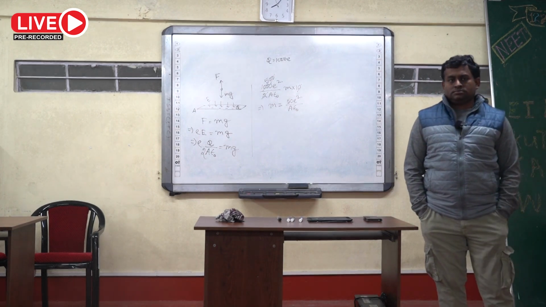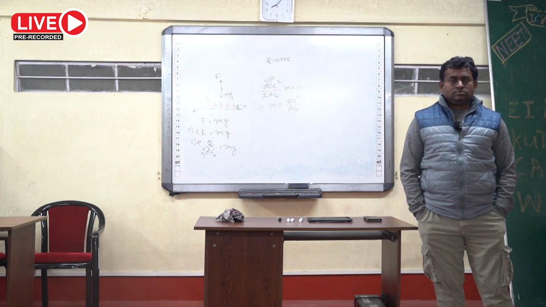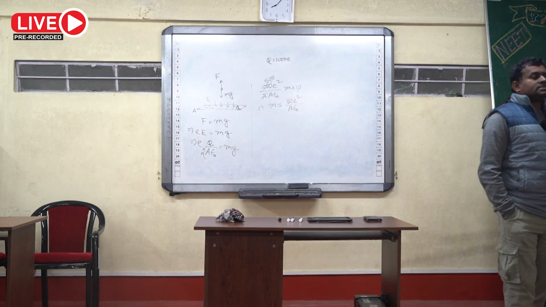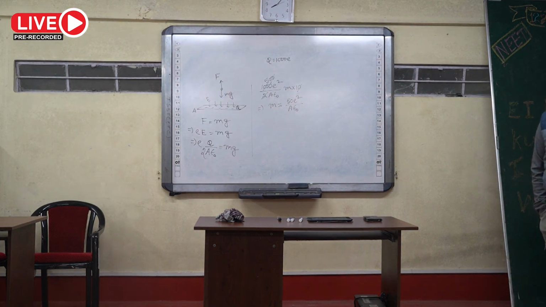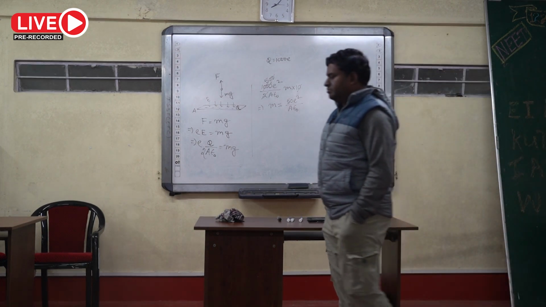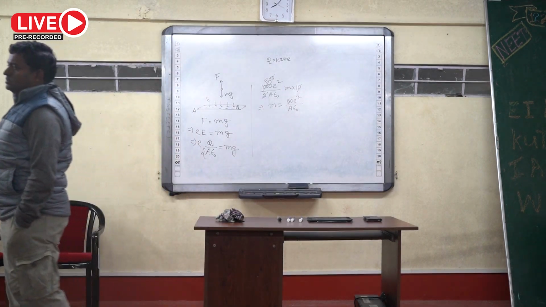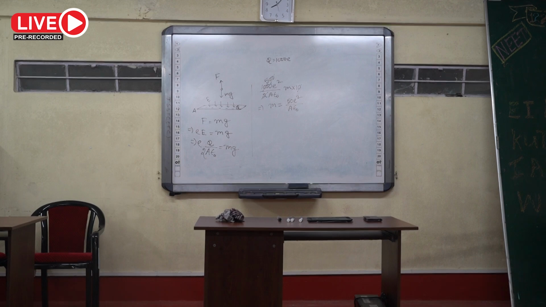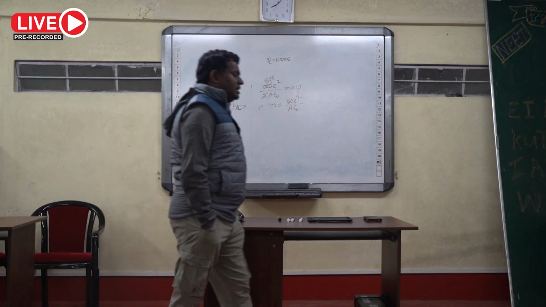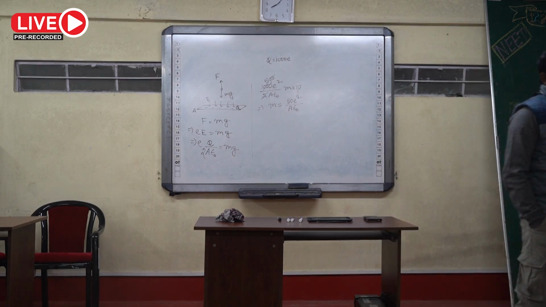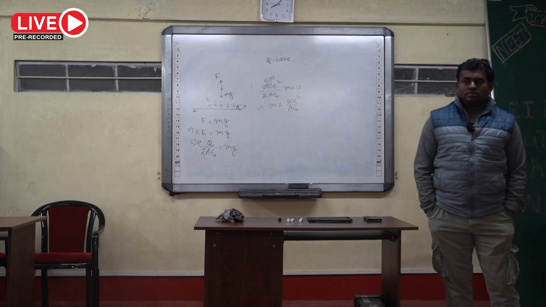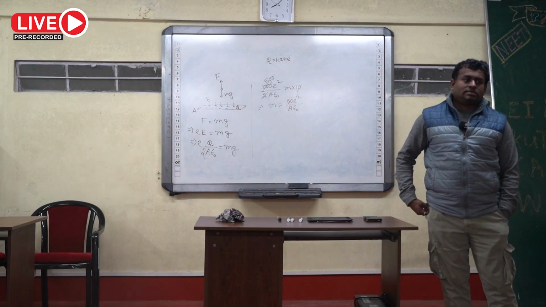If the charge on the sphere is small q and the mass of the sphere is small m, and it is present in a uniform electric field (3 i cap plus 4 j cap) newton per coulomb.